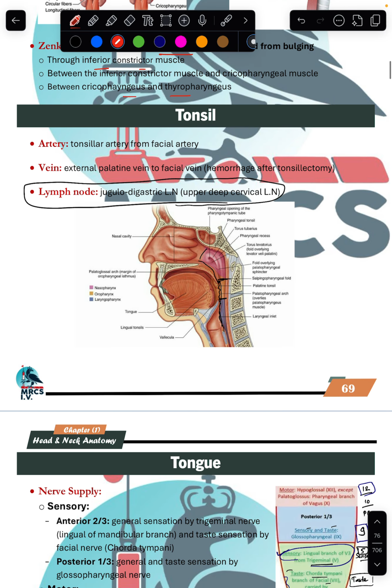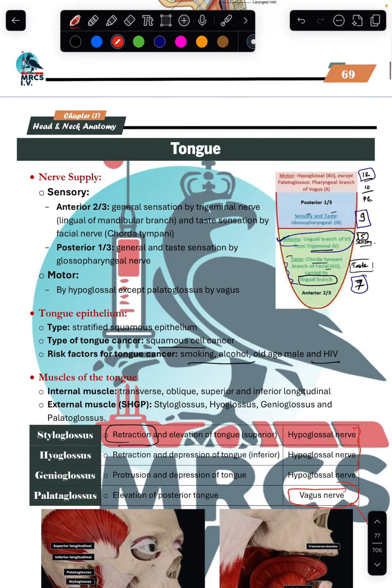So coming to the tonsil, it is supplied by the tonsillar artery, which is a branch of the facial artery, and the external palatine vein drains to the facial vein. So the hemorrhage after tonsillectomy is basically from the external palatine branch of the facial vein. Venous bleeding is there.